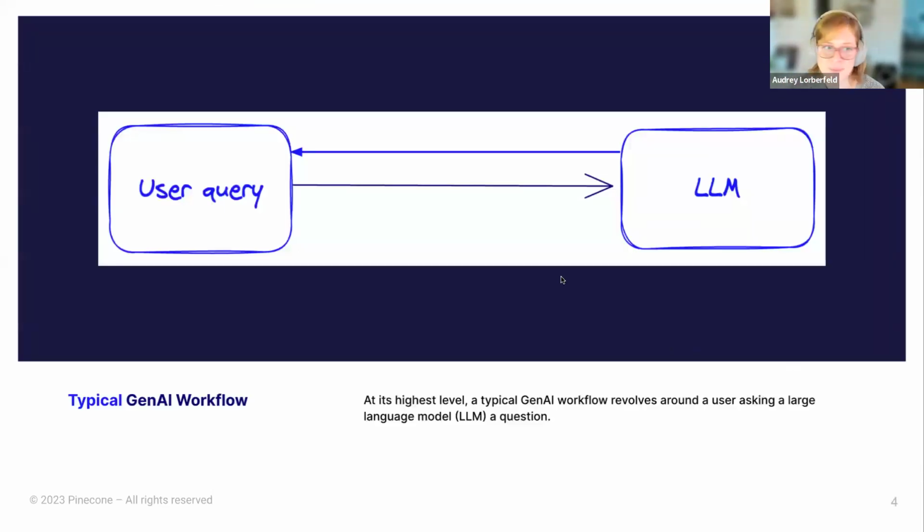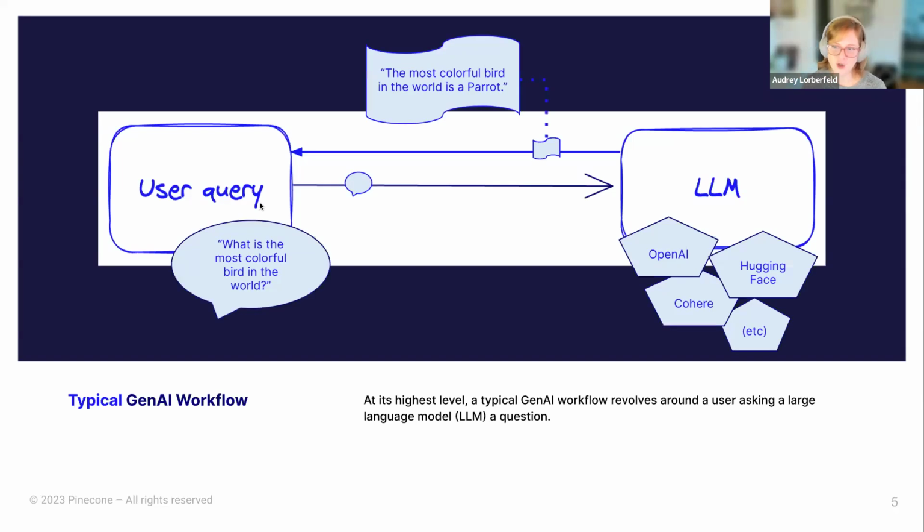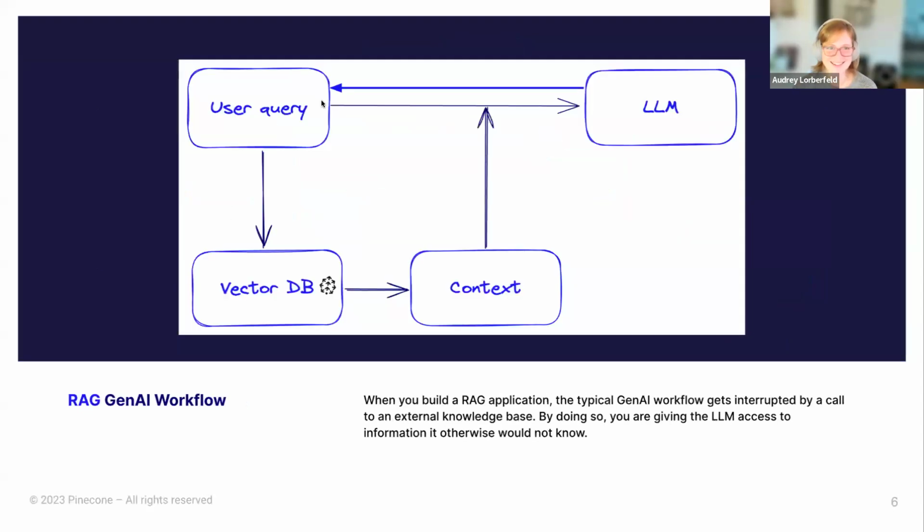So let's continue. So this is the typical Gen AI or generative AI workflow. On the left-hand side, you have a user. They will ask an LLM a question, and the LLM or large language model will answer the user. If we go to a more concrete example, the user could ask, what is the most colorful bird in the world? The LLM would likely be a model that was created by OpenAI or hosted on Hugging Face, etc. And the LLM would answer, the most colorful bird in the world is a parrot.